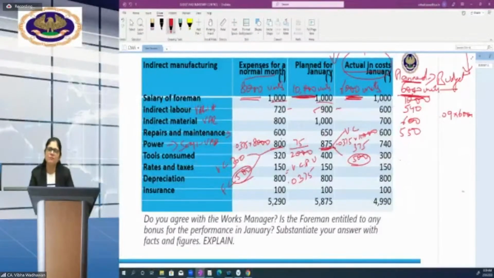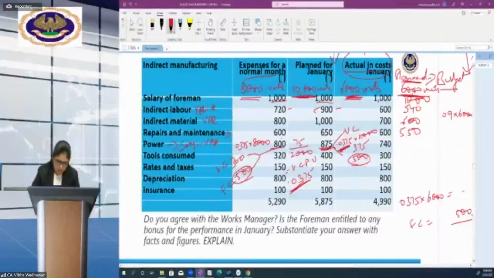See, fixed will remain fixed for every level of activity. So variable is 0.0375 per unit. That's what I was telling you. Variable cost per unit remains constant. Clear? Now apply it for 6,000 also. 0.0375 into 6,000 units, and fixed cost is 500. So 0.0375 into 6,000 comes out to 225. So the total is 725 for 6,000 units.